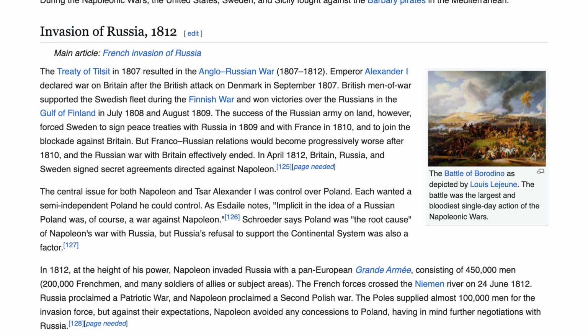The success of the Russian army on land, however, forced Sweden to sign peace treaties with Russia in 1809 and with France in 1810, and to join the blockade against Britain. But Franco-Russian relations would become progressively worse after 1810, and the Russian war with Britain effectively ended. In April 1812, Britain, Russia, and Sweden signed secret agreements directed against Napoleon.